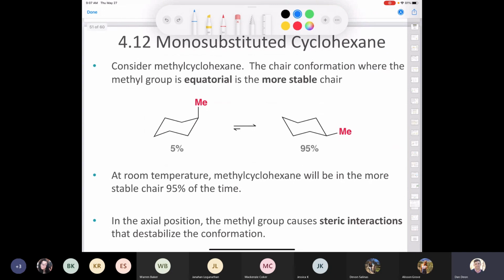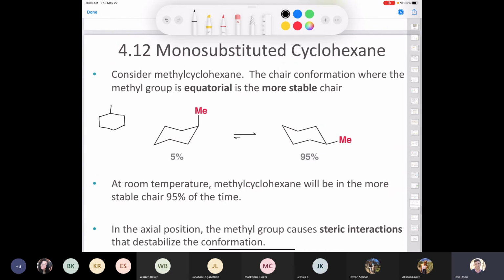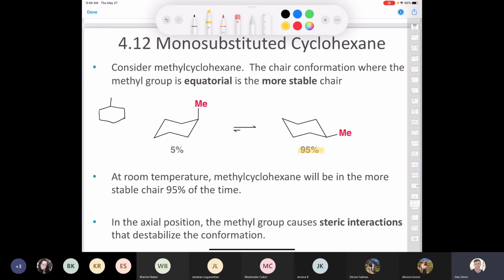Now, what if you had methyl cyclohexane? Based off of what we learned in the first lecture on chapter 4, if I asked you to draw methyl cyclohexane and you drew this, I would have been like, 100%. That is methyl cyclohexane. But notice that there are two possible conformations. We can have the methyl group axial, and we can also have it equatorial. But the equilibrium lies to the side where the methyl group is equatorial most of the time, because it alleviates unfavorable steric interactions that result when the methyl group is axial.